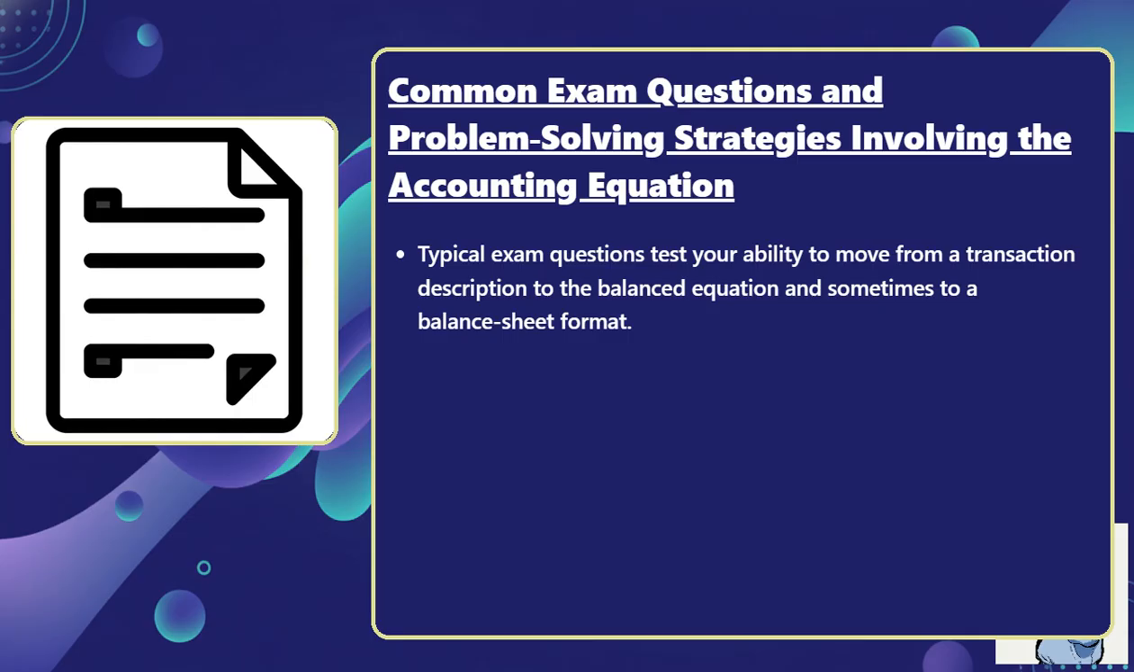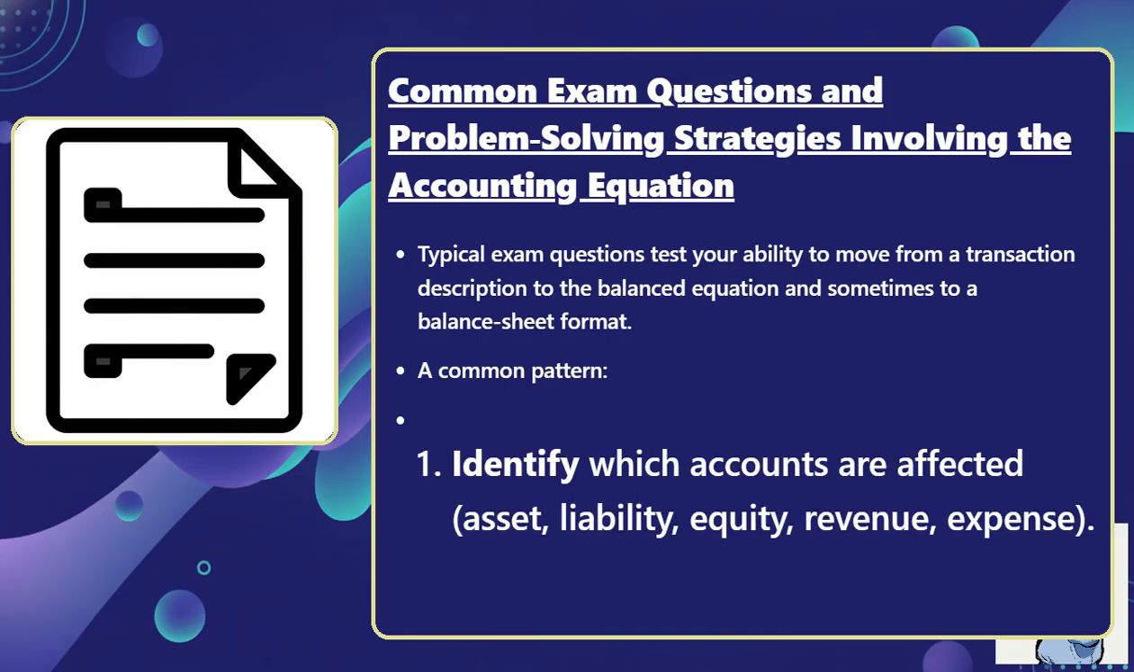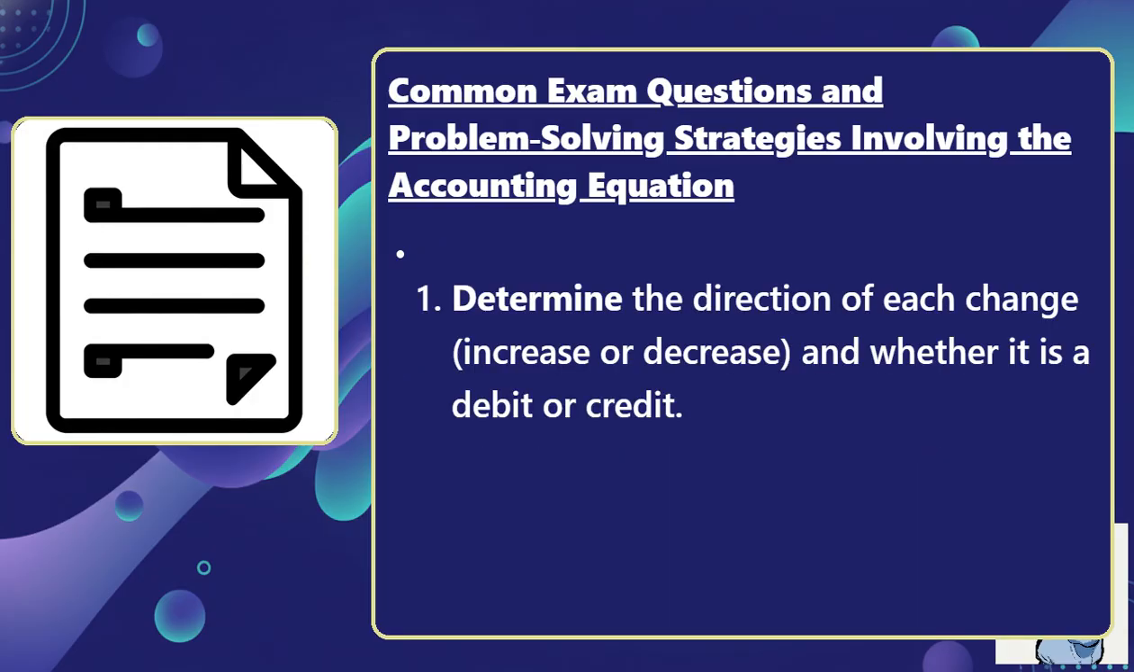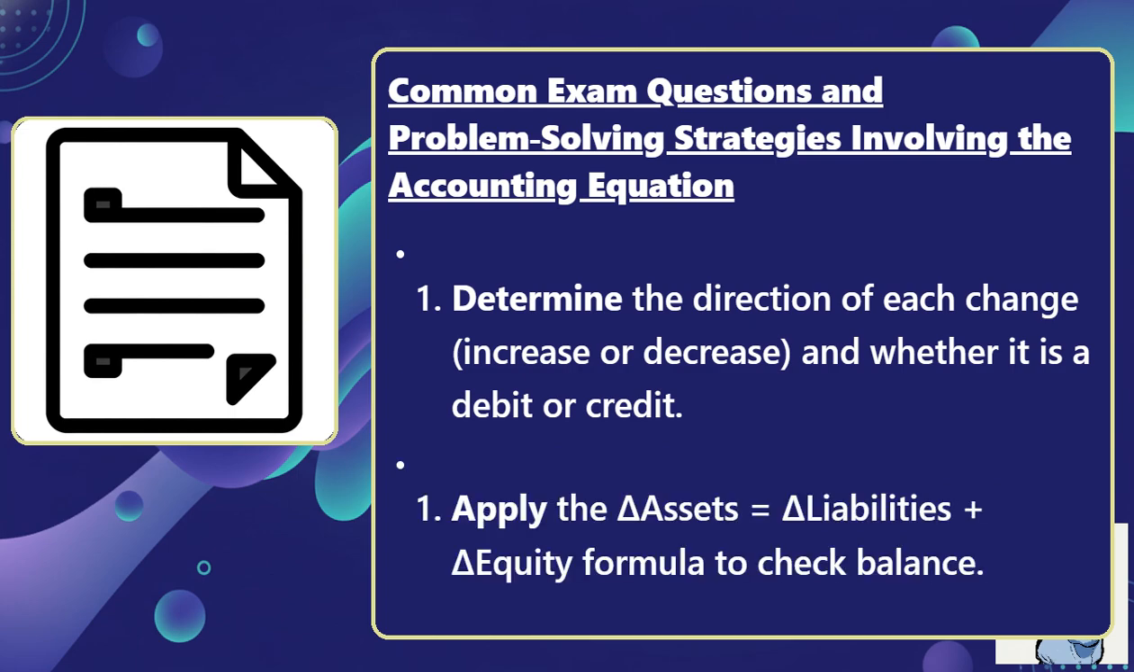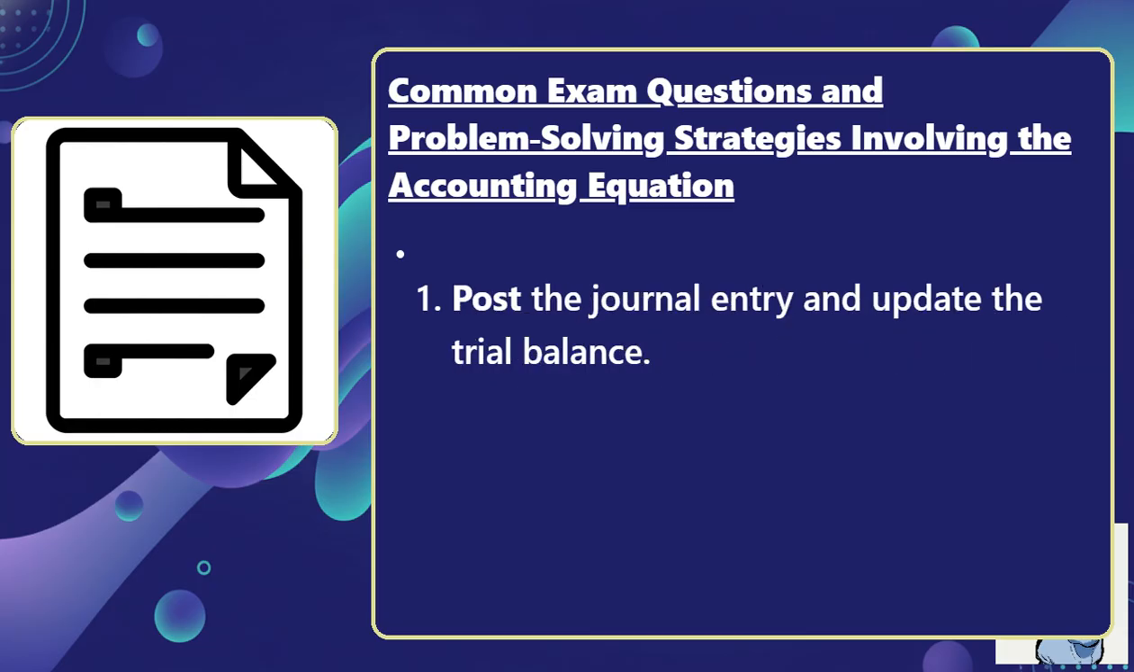Typical exam questions test your ability to move from a transaction description to the balanced equation, and sometimes to a balance sheet format. A common pattern: 1. Identify which accounts are affected: asset, liability, equity, revenue, expense. 2. Determine the direction of each change, increase or decrease, and whether it is a debit or credit. 3. Apply the delta assets equals delta liabilities plus delta equity formula to check balance. 4. Post the journal entry and update the trial balance.